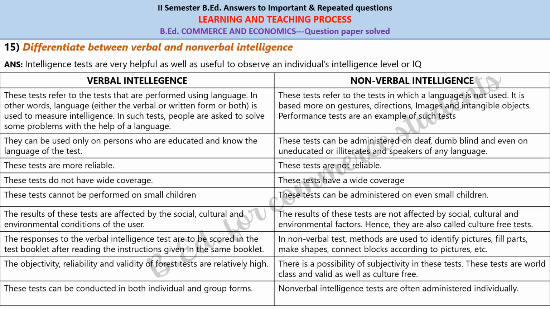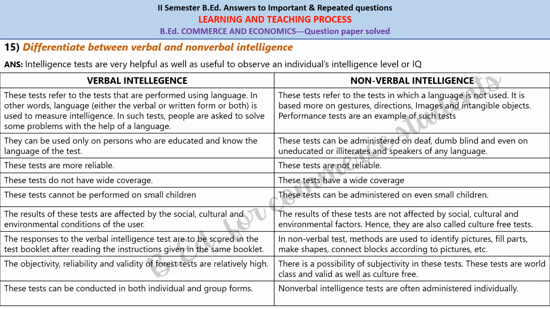reading and writing skills to measure intelligence, whereas non-verbal intelligence is measured through gestures and sign language, performed by gestures of hand and eyes and facial expressions. That's non-verbal intelligence. So verbal intelligence tests can be used only on persons who are educated and know the language. But in non-verbal, there's no dependency that one has to be educated to read that language.